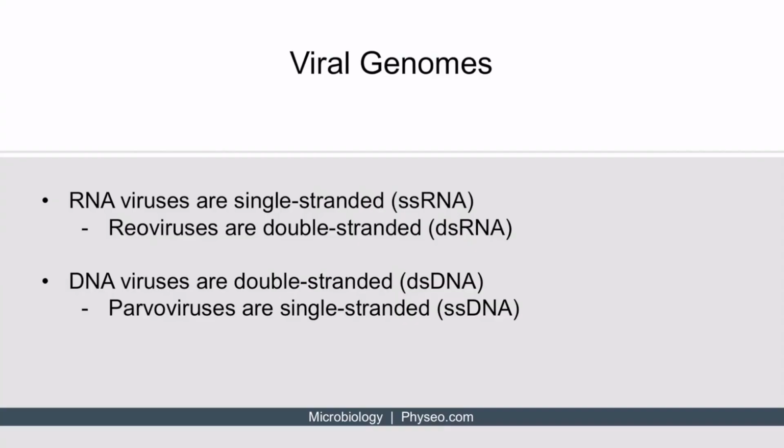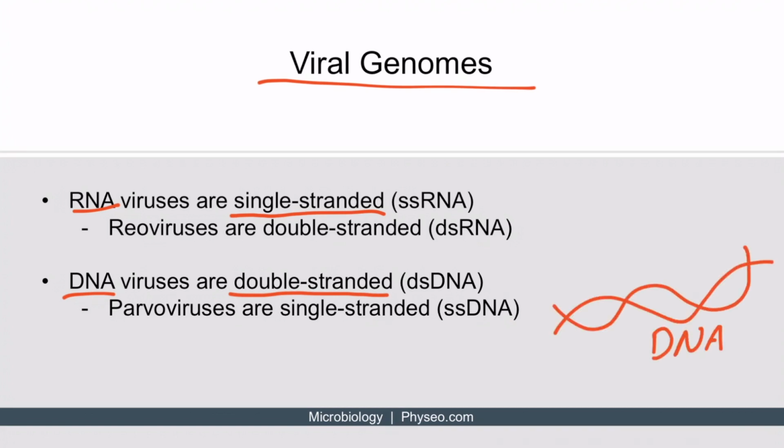Let's get started. Viral genomes come in two broad categories, RNA and DNA. RNA viruses are single-stranded, and DNA viruses are double-stranded. Now, these facts are fairly intuitive. We typically see DNA as double-stranded, and we think of RNA as single-stranded, for example, mRNA. But there are some exceptions.